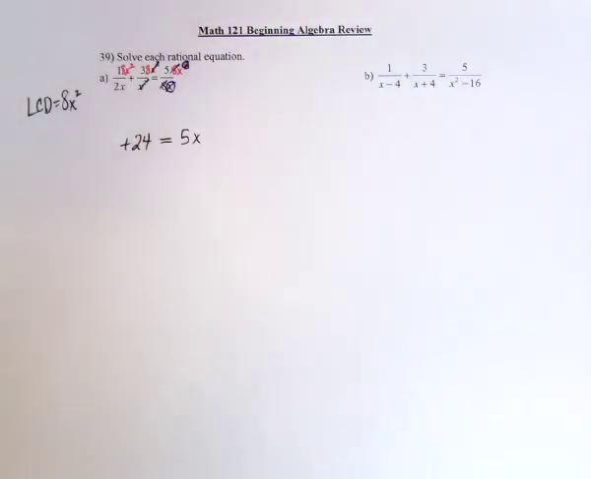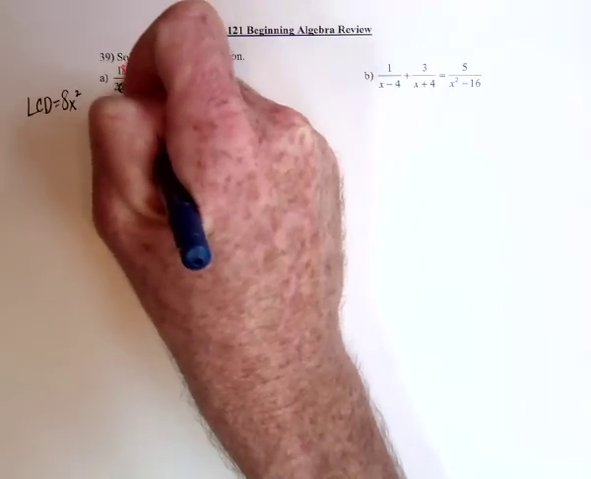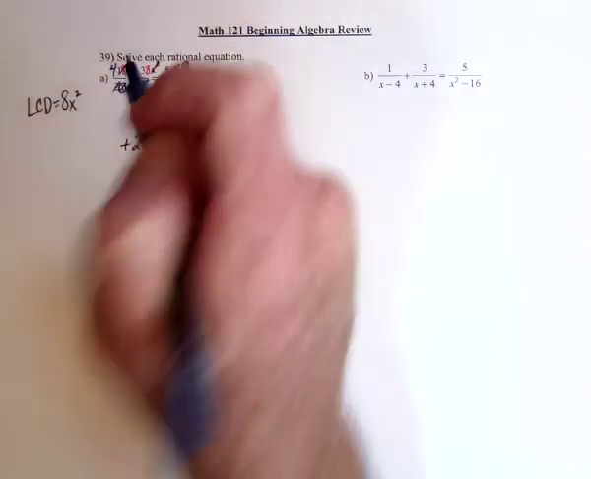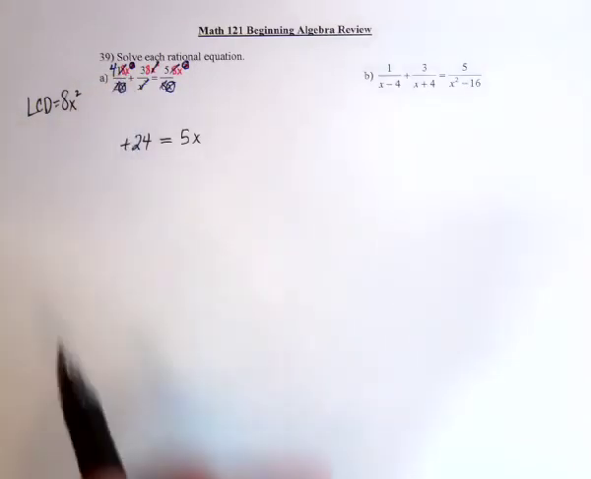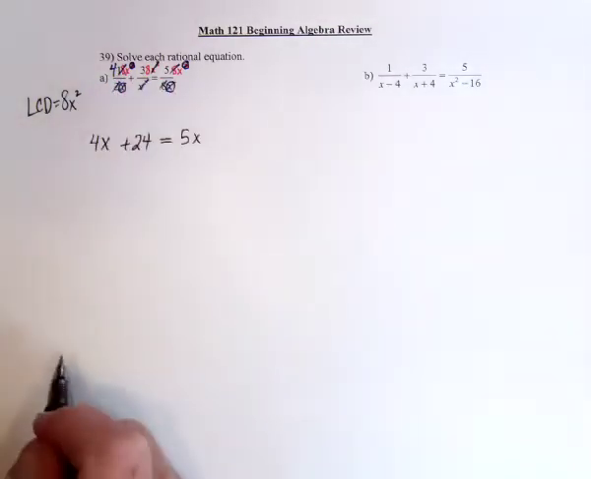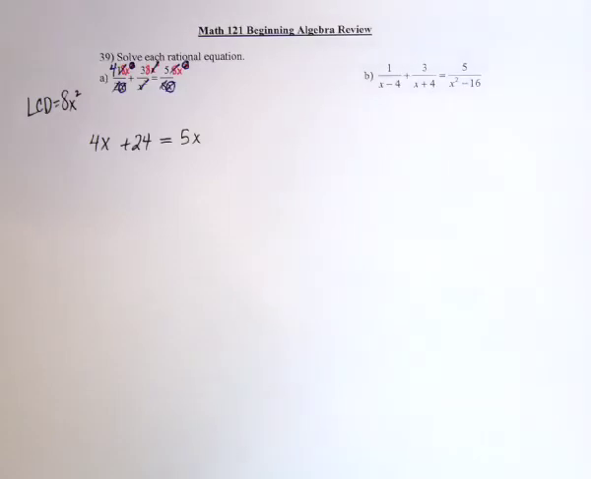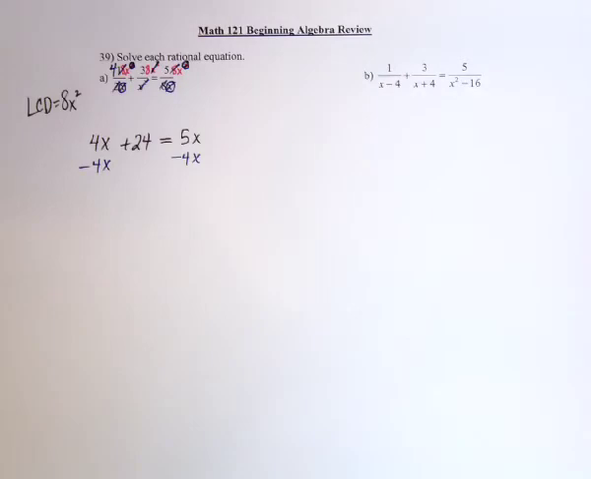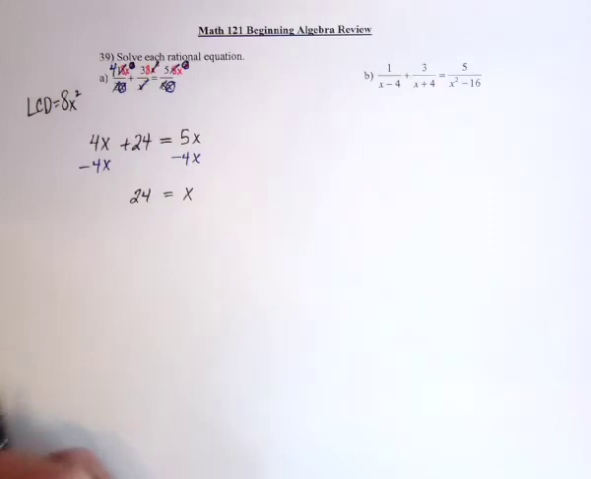And for that first term, well, 1x right here will cancel 1x right here, still leaving an x, and a 2 will divide into an 8 4 times. So what's left is a 4 times a 1 times an x. And then the fractions are gone, and it's this simple equation that we can solve in one step. Simply subtract 4x from both sides. It will leave 24 is equal to just x.